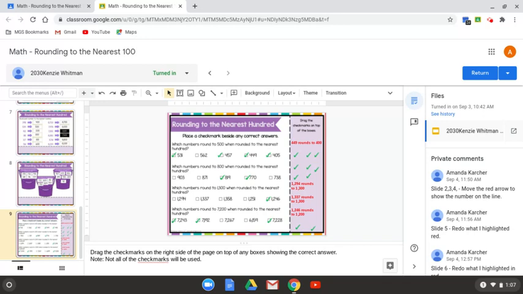Okay, for 1,294, since the 2 is in the hundreds place, if we look next door at the 9, 5 or more, raise the score. So it would round up to 1,300. For the number 1,337, since the 3 is in the hundreds place, we look next door to the tens place and it has another 3 in it. So in our rhyme, 4 or less, let it rest. So that would round to 1,300.